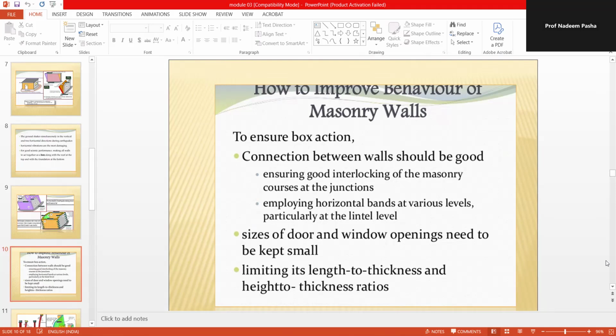Next, employ horizontal bands at various levels, particularly at the lintel level. Next, the sizes of the door and window openings need to be kept small.